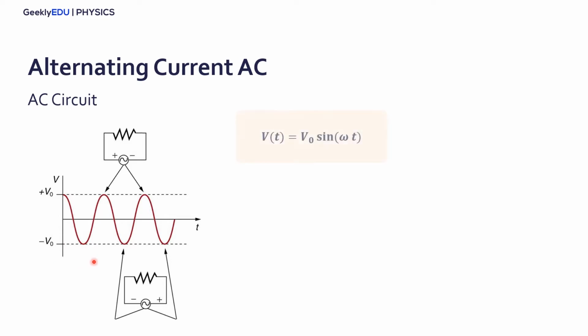For the voltage, we can calculate the instantaneous voltage using this formula. That's actually the sine formula times the peak voltage. And for the current, it's exactly the same. We have I0, the peak current, which we can calculate using Ohm's law also. And we have this term here, which is what we call the phase.